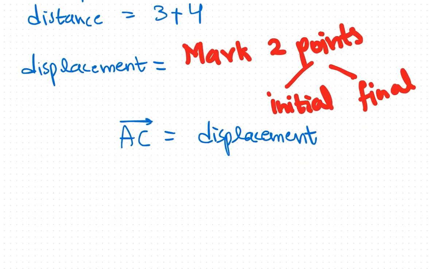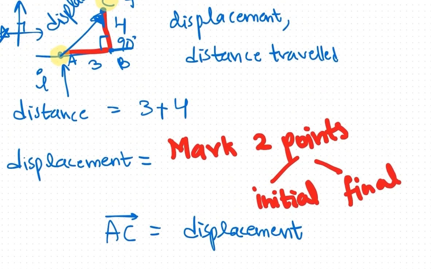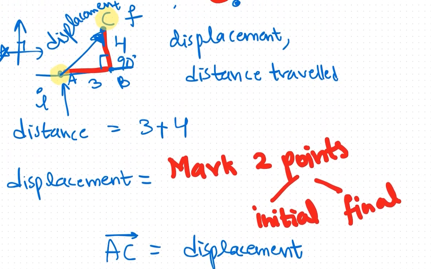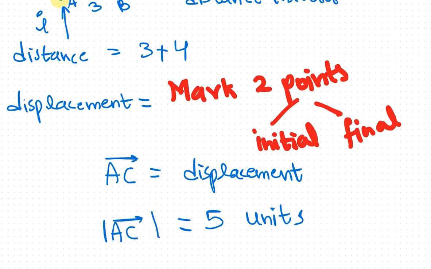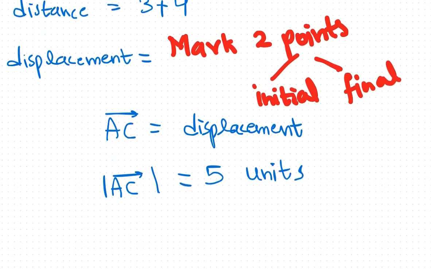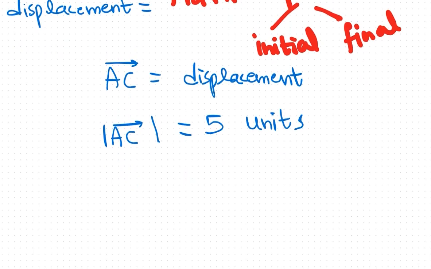So that is what? That's it. So displacement is 5. Distance is 7, right? So which one is bigger? The distance. Distance is bigger.